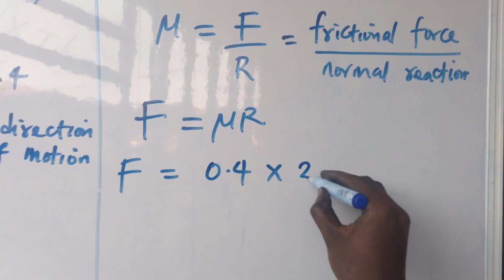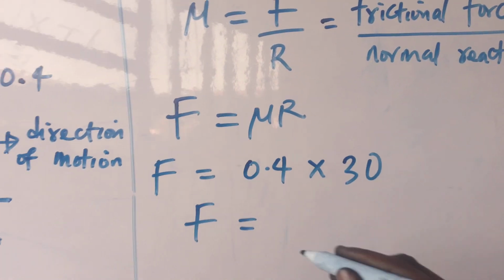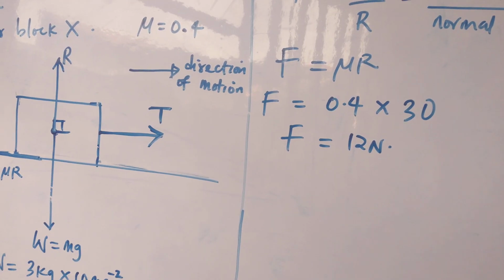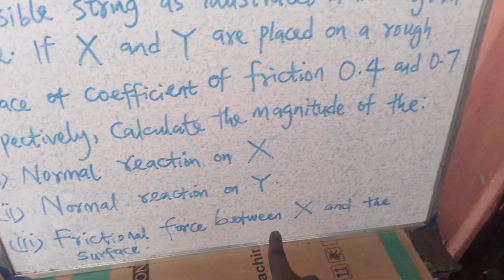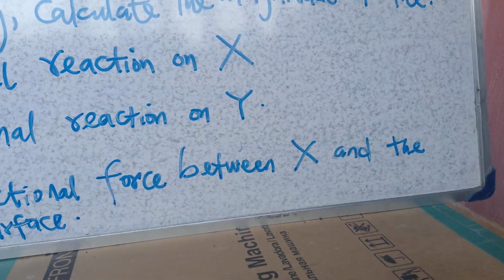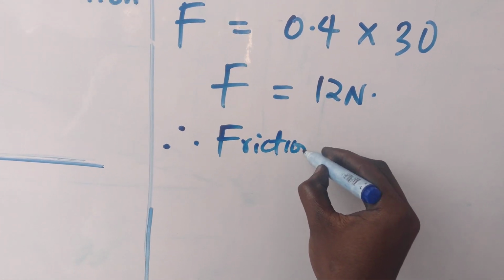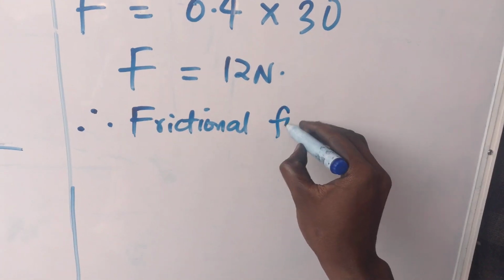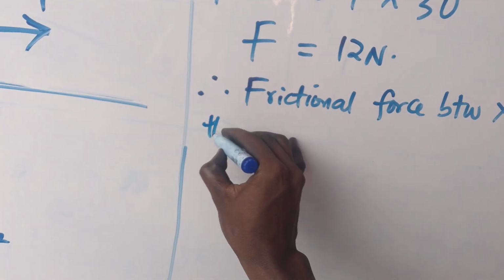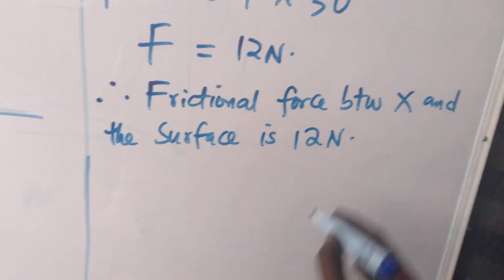which is 30 Newtons. So my frictional force F is 12 Newton. Okay, so I've gotten the frictional force. If you can recall, they say we should find the frictional force between X and the surface, which we have solved. Therefore, the frictional force between X and the surface is 12 Newton.